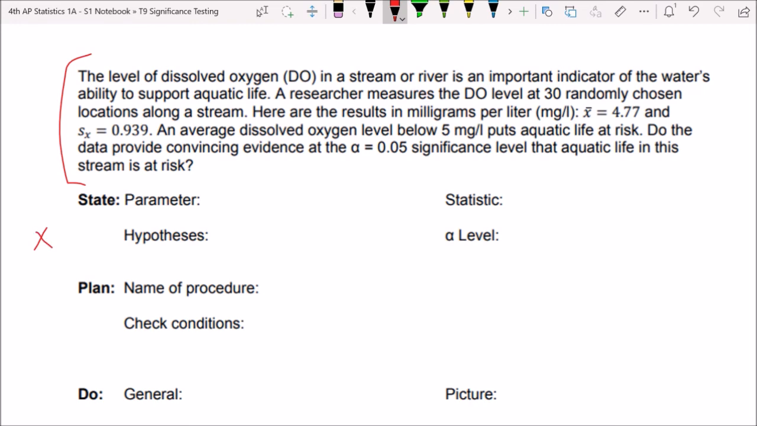The level of dissolved oxygen, which they're going to call DO apparently, dissolved oxygen, in a stream or river is an important indicator of the water's ability to support aquatic life, because fish gotta breathe. A researcher measures the DO levels at 30 randomly chosen locations along a stream. Here are the results in milligrams per liter. Mean, x bar, 4.77. Standard deviation, S sub x, 0.939. An average dissolved oxygen level below 5 puts aquatic life at risk. Do the data provide convincing evidence at the alpha equals 0.05 significance level that aquatic life in this stream is at risk?